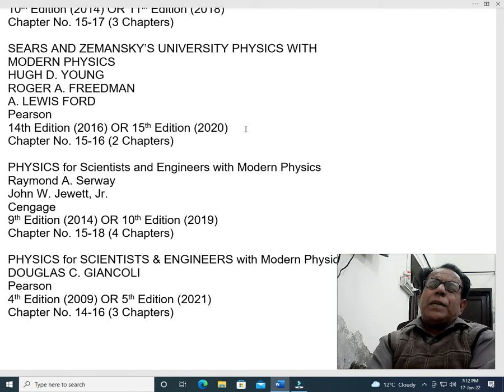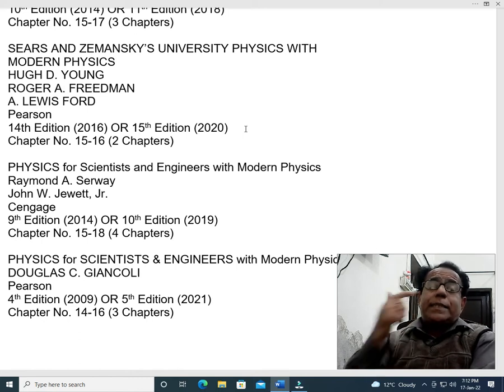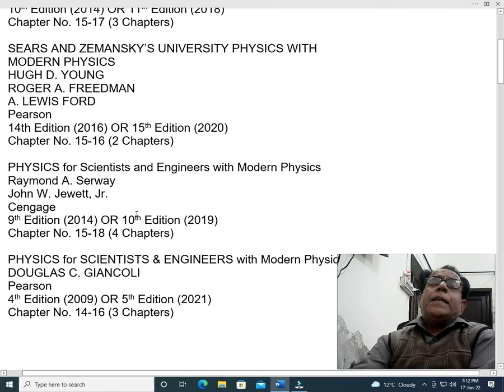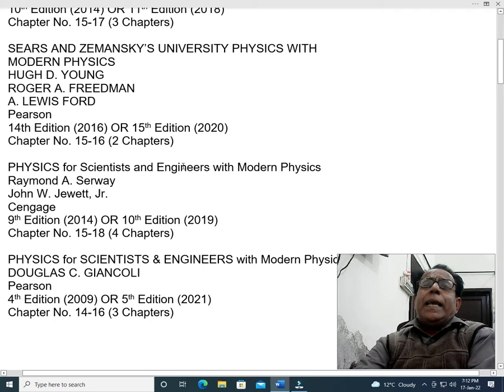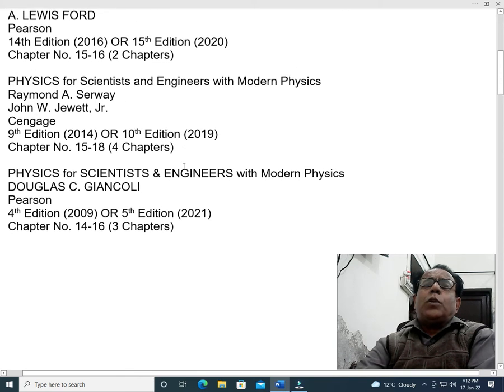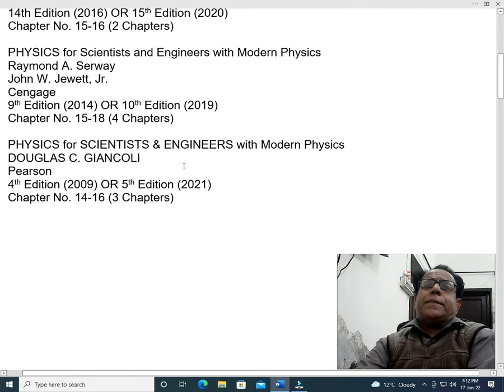We are not concerned with the full book, which consists of about 44 or 45 chapters. Okay, we are concerned only with two chapters, that is chapter number 15 and chapter number 16. Okay, chapter number 15 and chapter number 16 of this book relate to waves and acoustics, and we will concentrate only on these two chapters. We are not concerned with the whole book.